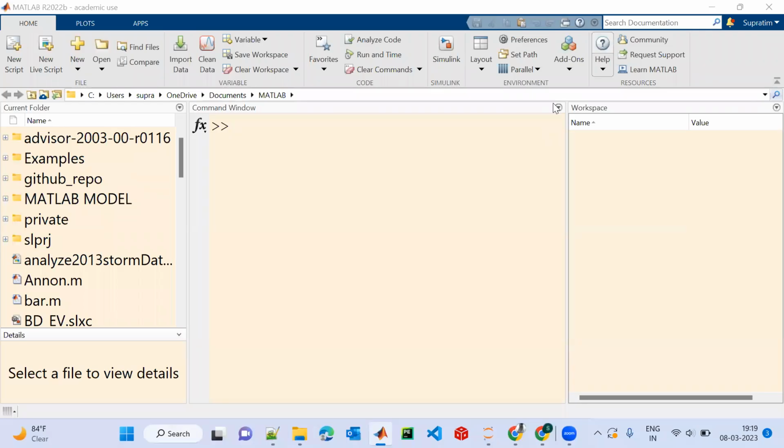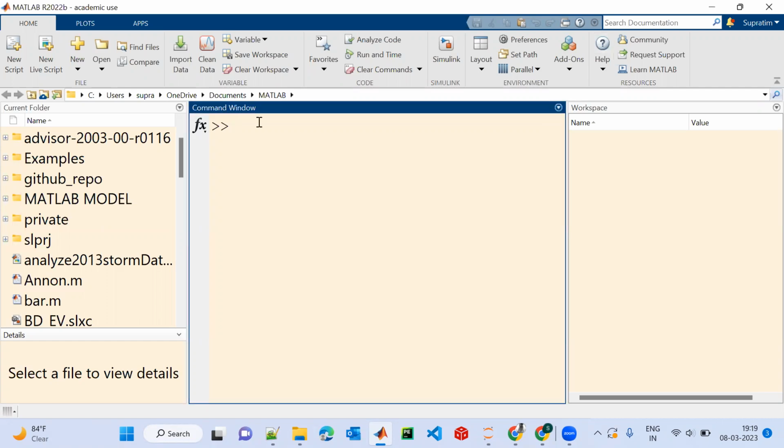Hello everyone, welcome to this video. Today we will see one example that will show how we can model a lead acid battery cell using Simscape library. So basically this is a model that has been developed by MathWorks.